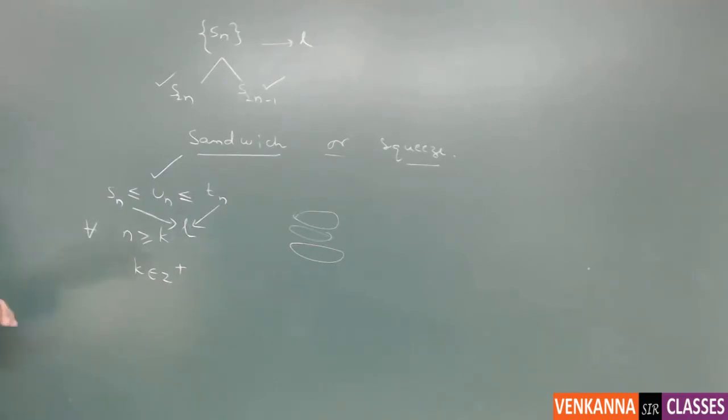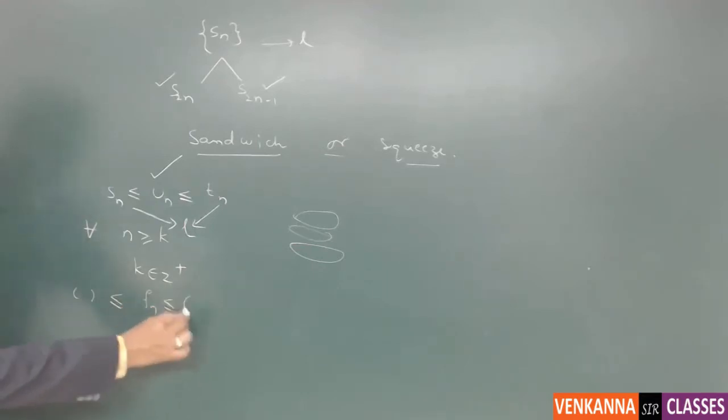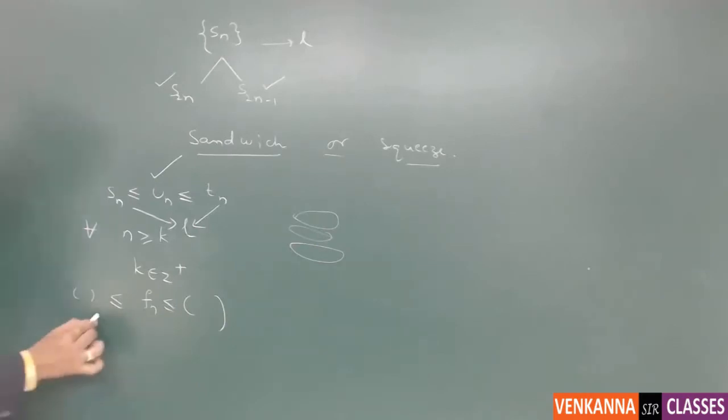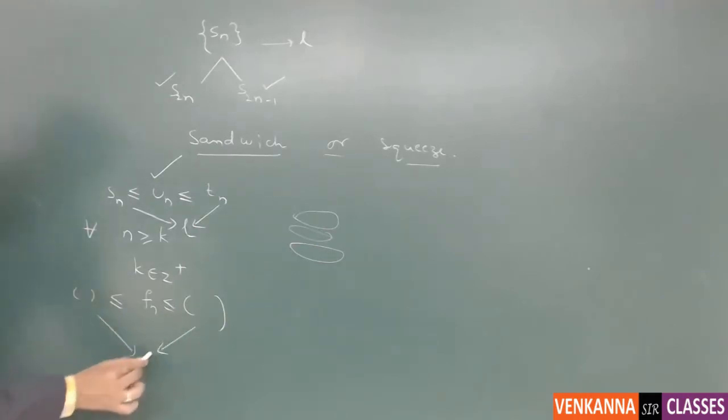So as and when a problem is given to you, it is your own skill that you are able to build two more sequences from that. So the first sequence is less than or equal to the given sequence, which is less than or equal to another sequence. And you should be able to prove that these two tend to the same limit L. So we will do it by means of construction that we will do later while doing the problems.